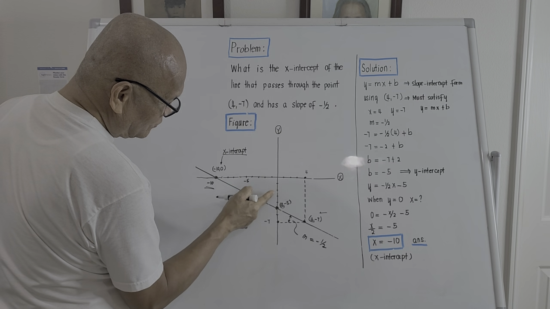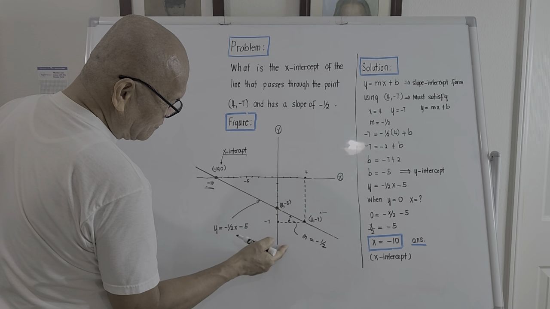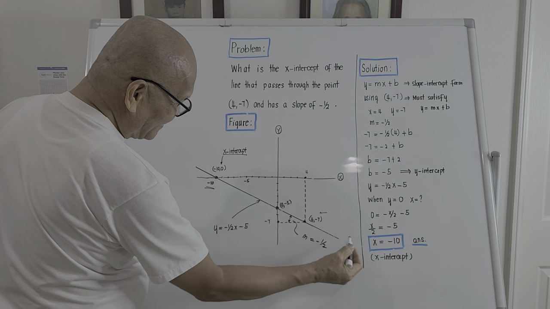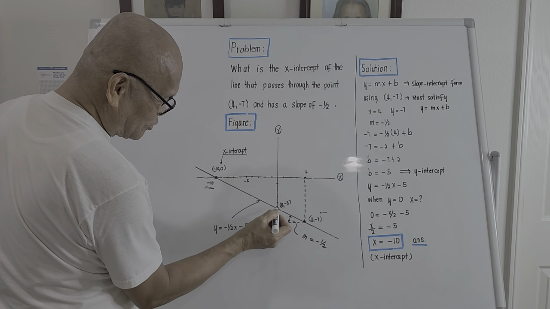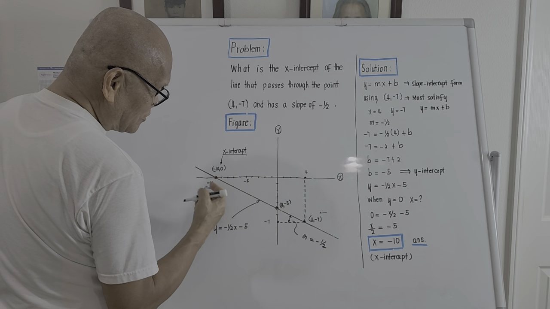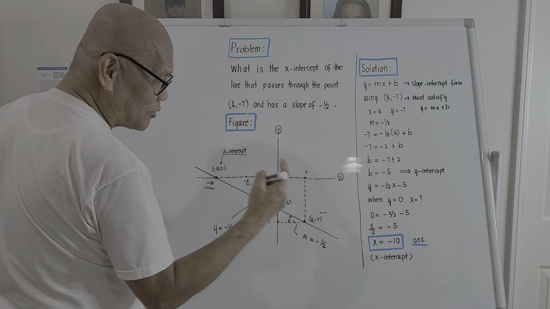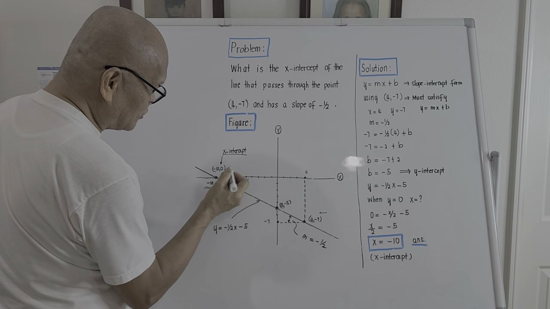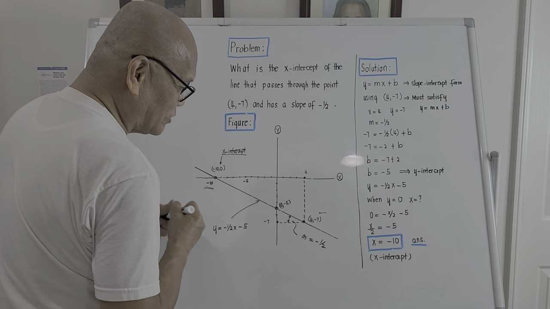This is 1, 2, 3, 4, 5, 6, 7. So when we drew it, it is exact that it passes through the y-axis at 0 and negative 5, and it passes through the x-axis at the location negative 10 and 0. Okay, let's try to bring out the solution.